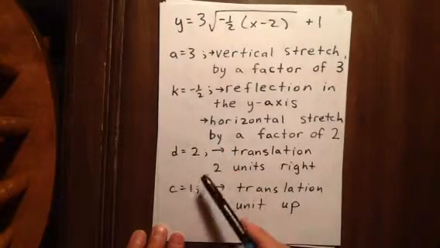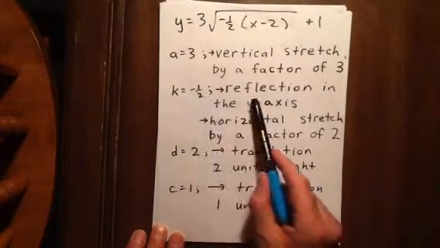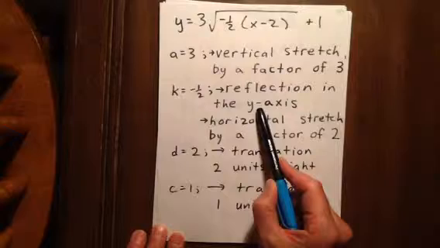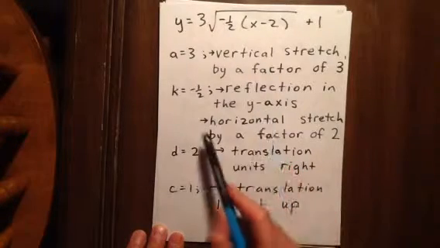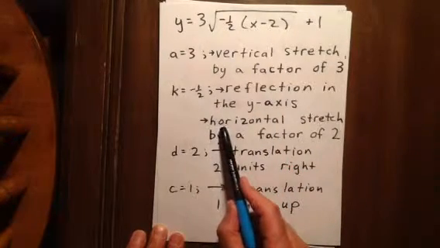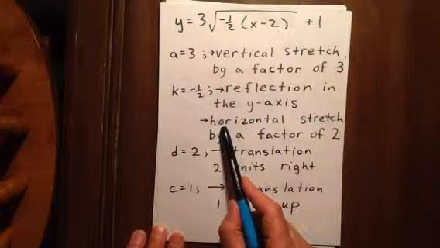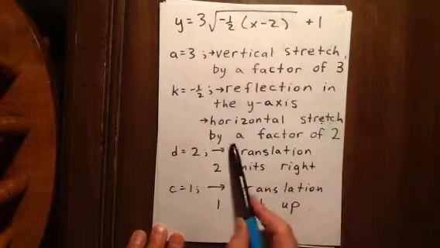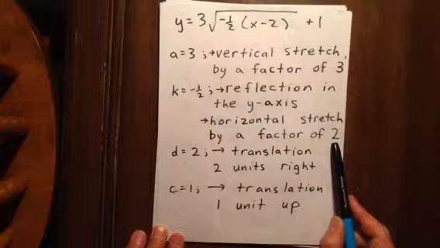Well, k equals negative a half. Well, that negative sign means we have a reflection in the y-axis. When k is negative, that's the case. And the 1/2, since we're dividing our x-coordinate by a half, that's like multiplying it by 2. So we get a horizontal stretch by a factor of 2.